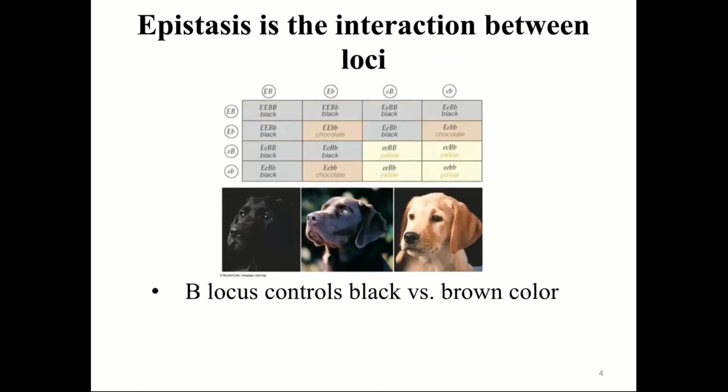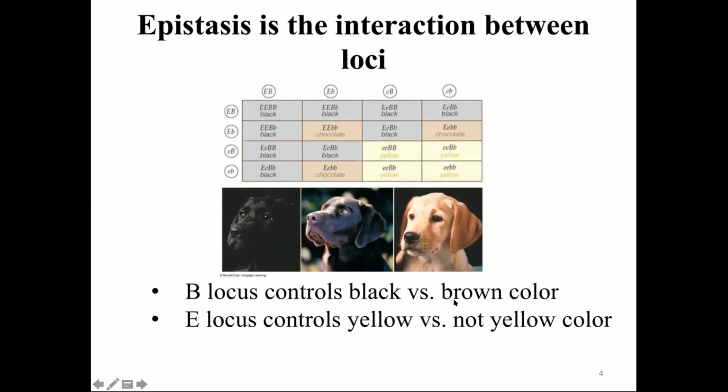The first project I'm going to talk about, which is a GWAS approach, has to do with epistasis. And since I'm at the National Association of Plant Breeders webinar, I'm going to talk about dog color. Let's say that our phenotype of interest is color of Labrador dogs. We got black, brown, or yellow. Let's oversimplify a little bit, and say that we got a B locus that controls black versus brown, and an E locus that controls yellow versus not yellow.